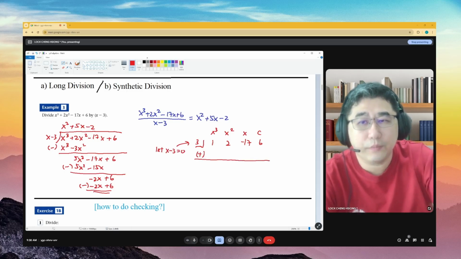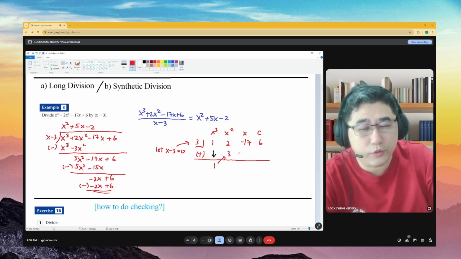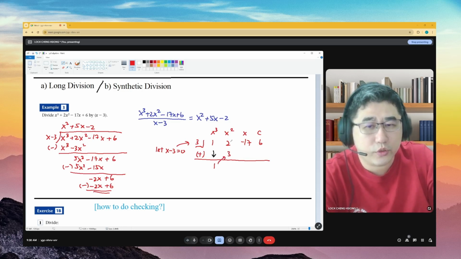Okay, the first number you do not disturb, so you just bring it down. So you have a 1. So 1 times 3 becomes 3. Okay, 1 times 3 becomes 3. So the operation is a plus. You add them together, 5. 5 times 3, 15. You put it here. So you add them together, negative 2. 3 times negative 2, you have a negative 6.